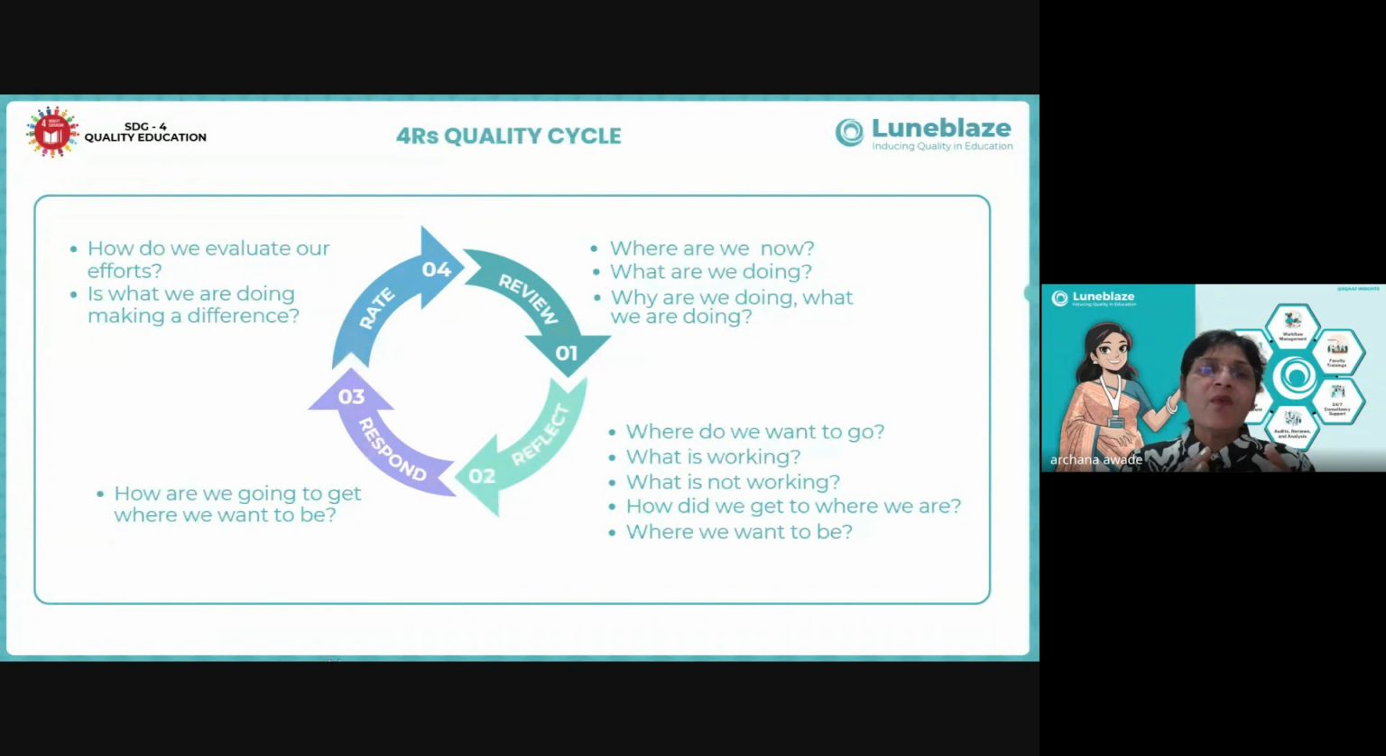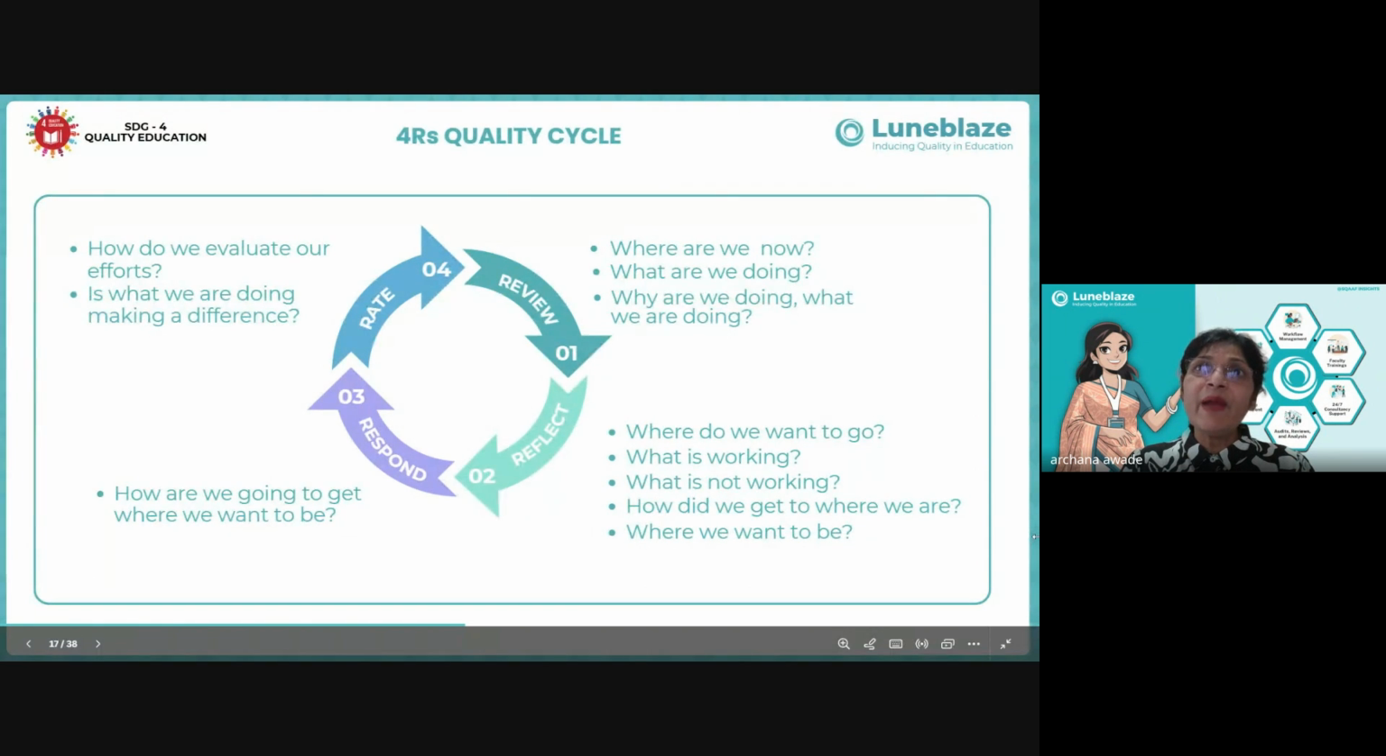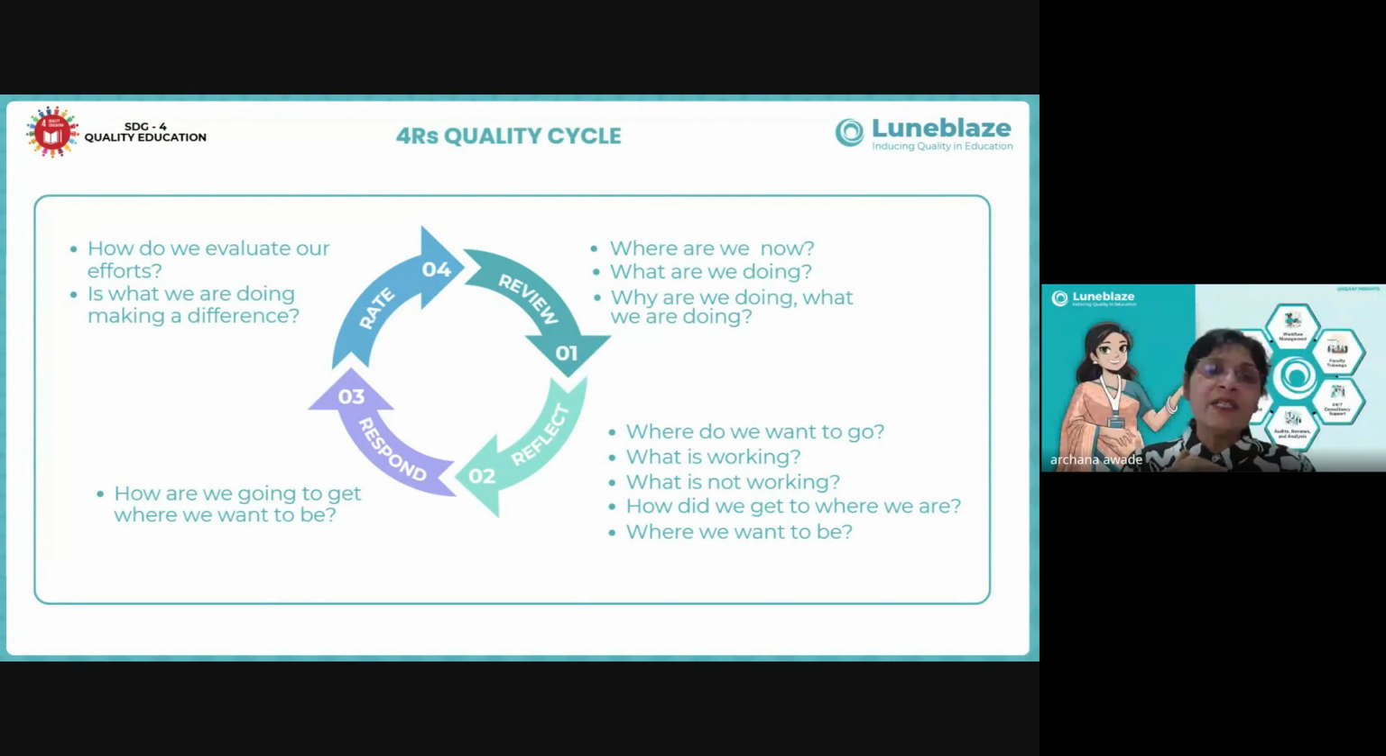So rating is about what we are doing. Is it making an impact? Is it improving? This is to check on whatever we are doing, measure and track the progress, and evaluate the outcomes through our fourth R. So this is a cycle and it's not like a checklist. Once you rate, you return to the review and always move forward. Once you rate, you see some of your actions worked very well. So what is the next step? Then again you follow the cycle of review, reflect, respond, and rate. So this is a cyclic process to evaluate the outcomes of your school.